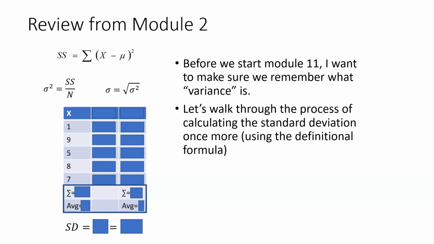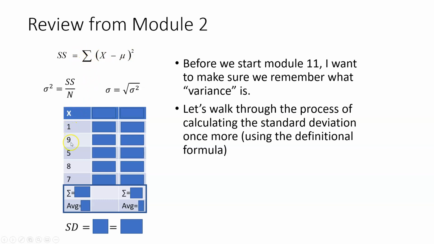So let's walk through the process again of calculating the standard deviation using the definitional formula. You see here the definitional formula is listed as the sum of all of the deviation scores squared. Remember, a deviation score is how far a score is away from the mean. You square each one to get rid of the negatives and sum them up.